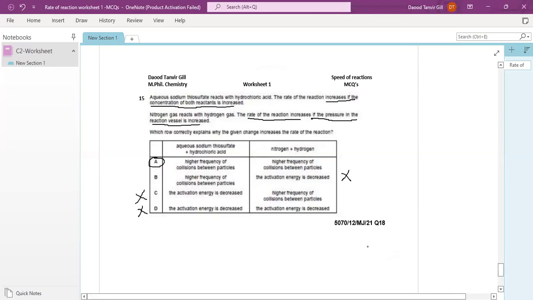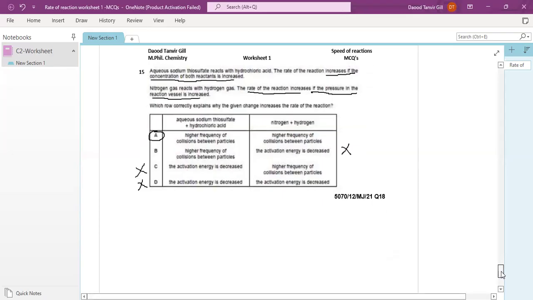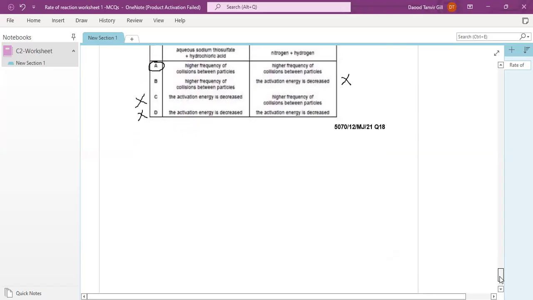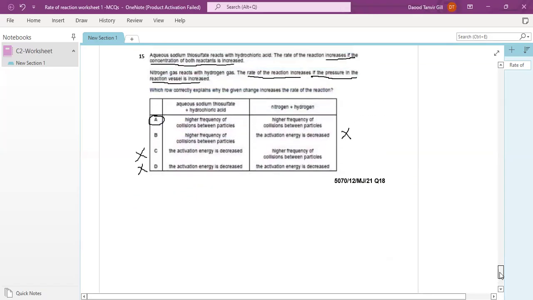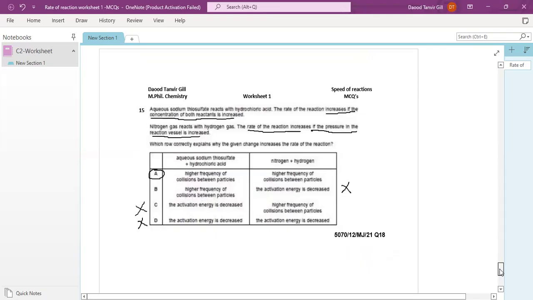So I have attempted the whole worksheet for you, and I've taught you how to solve questions on the rate of reaction. I hope you have understood. For any queries, you may ask me again.